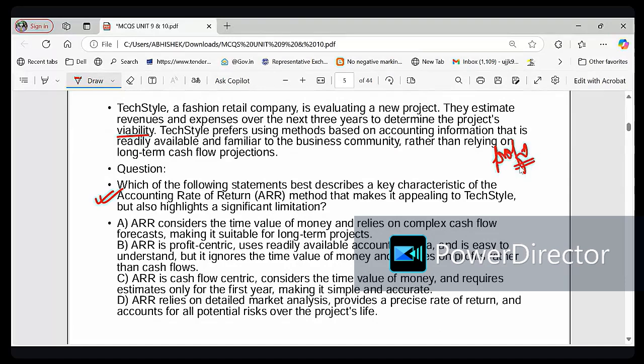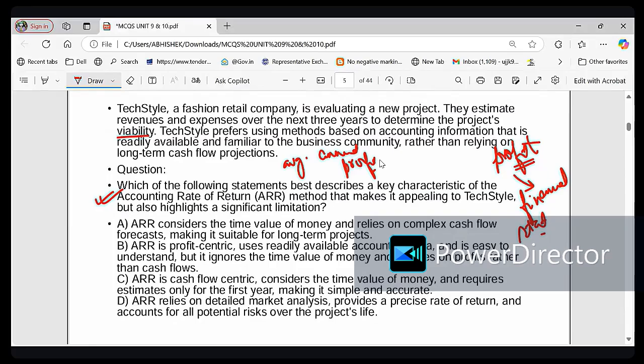The profit is readily available. You can easily get it from your financial statement. And also it uses the average annual profit. We will do one numerical based on it in the upcoming slide, but this is the theoretical question. This question is about the benefits and the limitations of ARR. First, it uses profit, which is readily available in the financial statement. And second, it uses the average annual profit over the life of the project.